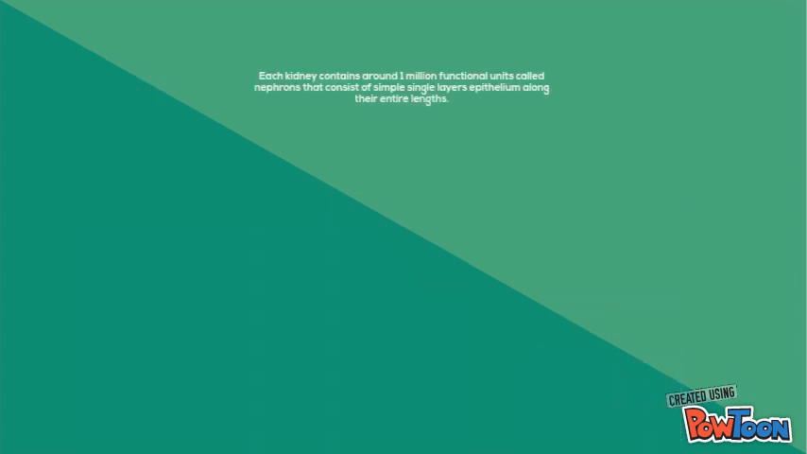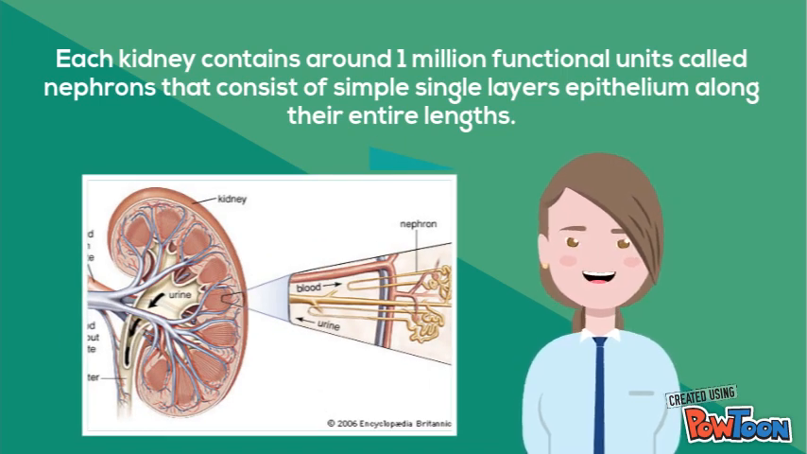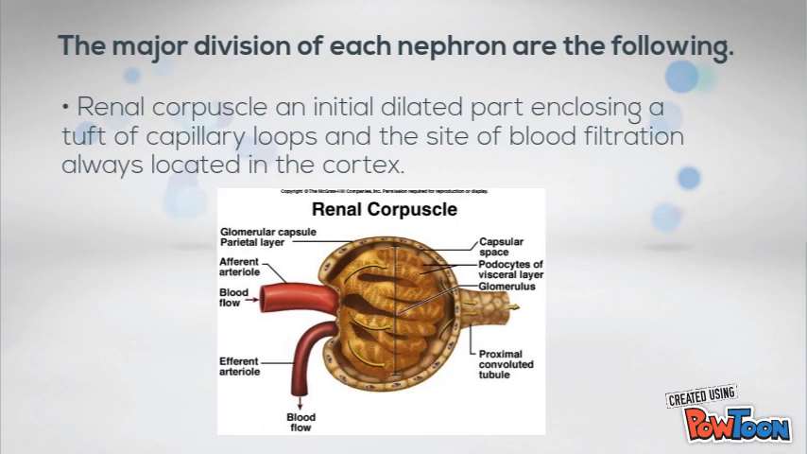Each kidney contains around 1 million functional units called nephrons that consist of simple single-layered epithelium along their entire length. The major divisions of each nephron are the following: the renal corpuscle, an initial dilated part enclosing a tuft of capillary loops, and the site of blood filtration, always located in the cortex.